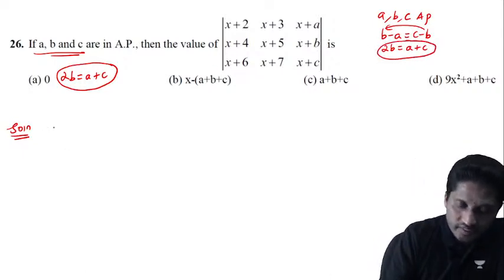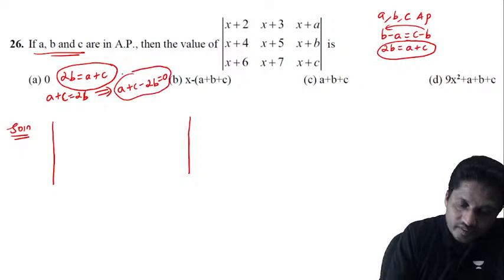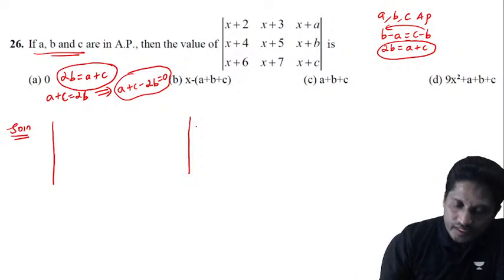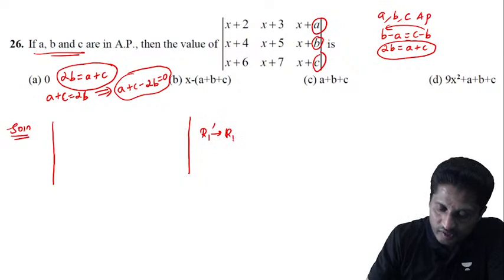Right, now this is a determinant. 2B is equal to A plus C means obviously A plus C minus 2B is equal to 0. So if I use this logic, I'm going to change R1. Here I have A, here I have C, here I have B. I want A plus C minus 2B. I'm going to change R1 to R1 plus R3 minus 2 times R2.